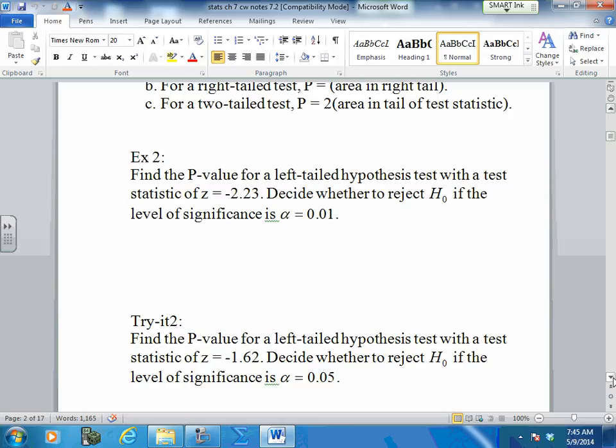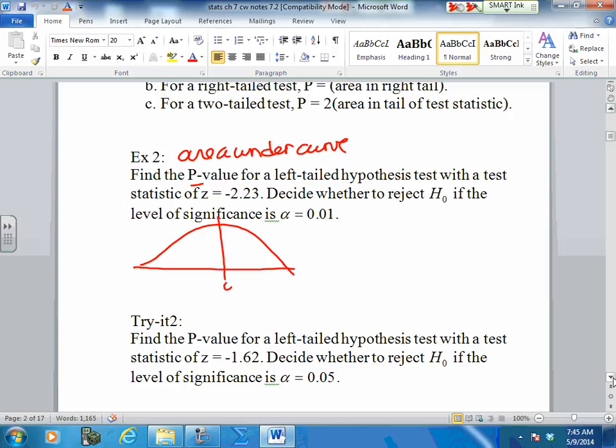Okay, find the p-value. This is the probability under your curve, the area under your curve. Just a fancy name. P-val, probability value. For a left tail test, here's my left tail. Here's my 0, and a z-score way out here of negative 2.23. I want to find this area. This area that I find is my p-val, my area under the curve. How do I find that area?